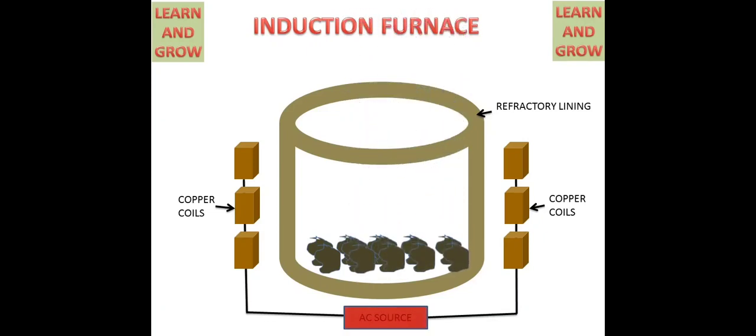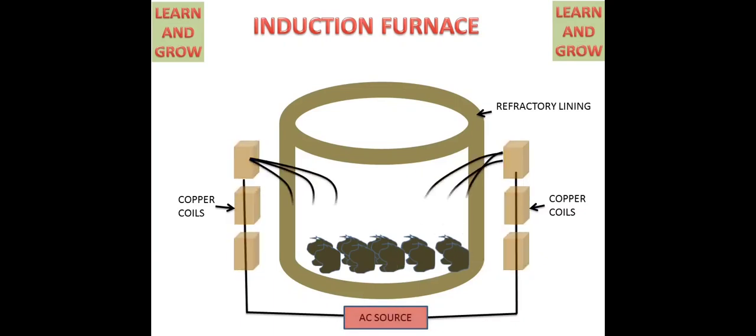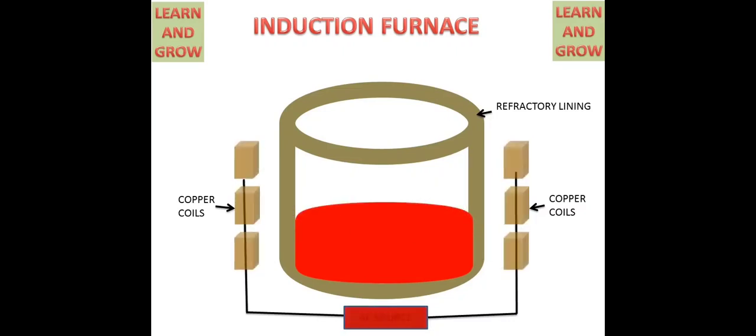Then the AC power source will supply these copper coils. These copper coils will start inducing current in the metal. Then magnetic field lines will be generated, and by electromagnetic induction, the metal will get heated and convert into molten metal. So this is the working of the induction furnace. With the help of induction, we can melt a metal or heat a metal to a required temperature.